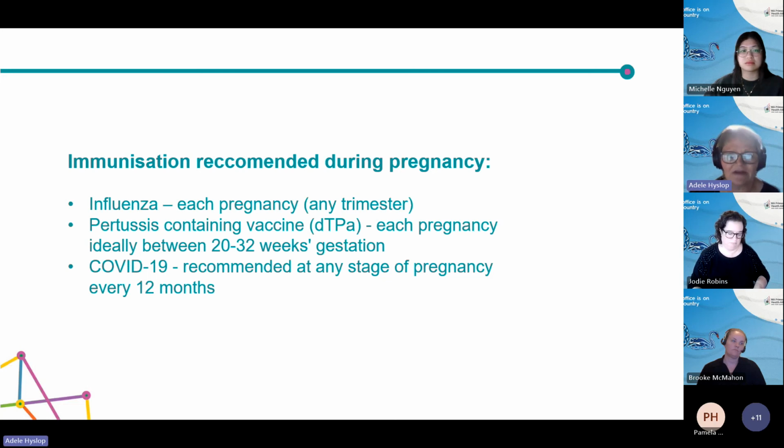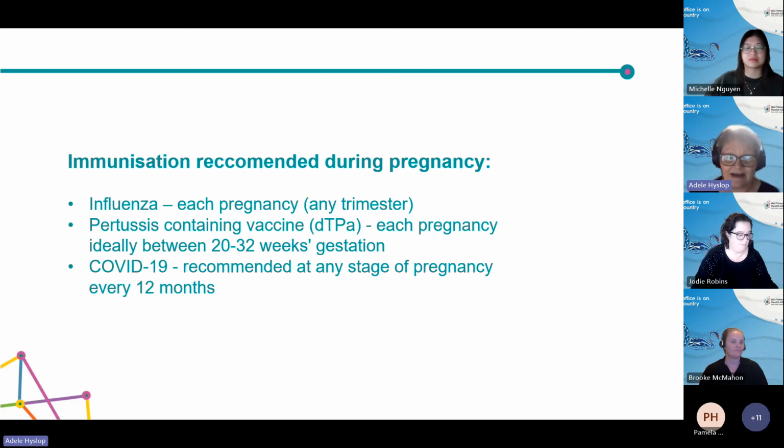So let's look at the recommendations during pregnancy. Recommended vaccines during pregnancy protect both the mother and the baby. Give influenza at any time during the influenza season. Give pertussis-containing vaccine early in the 3rd trimester. So back to the quiz, well done for those who got it right. Ideally 20 to 32 weeks gestation. And give COVID-19 vaccine at any stage of pregnancy every 12 months.